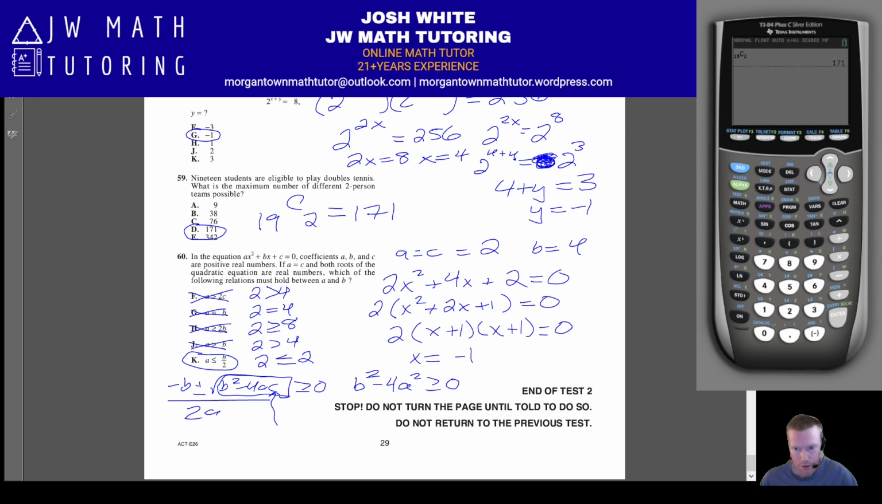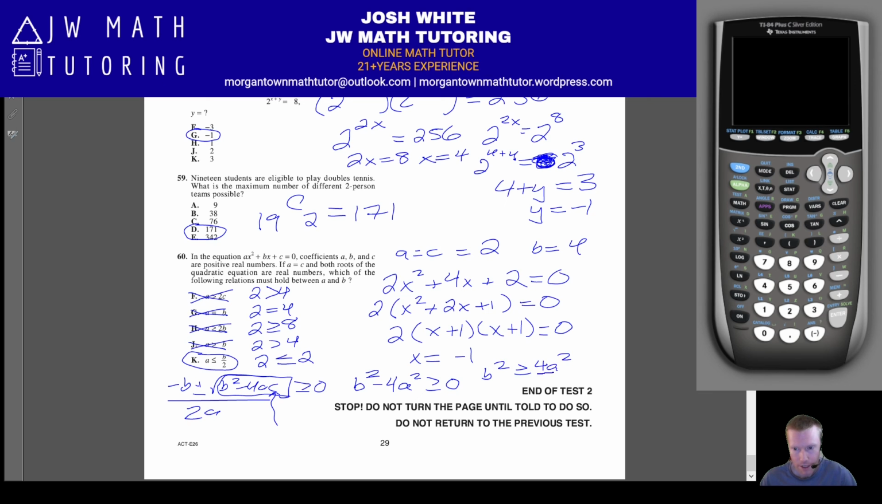Now if you separate this, we get b squared greater than or equal to 4a squared. Now divide by 4. So we get b squared over 4 greater than or equal to a squared. And notice now if you square root both sides, you get b over 2. The square root of b squared is just b, and the square root of 4 is just 2. Greater than or equal to a. Now if I rearrange this and put the a on the left, it would be a is less than or equal to b over 2.